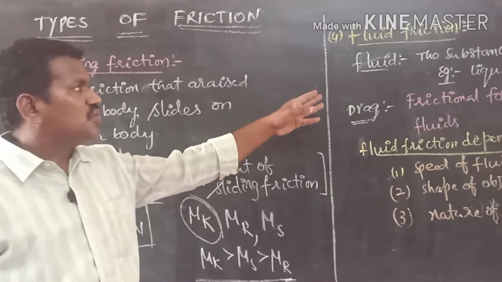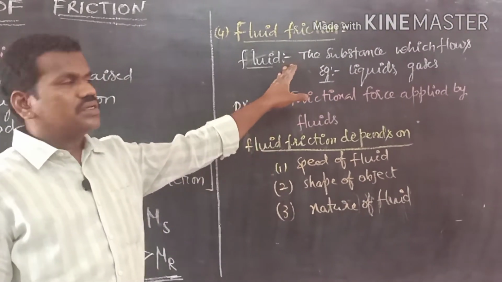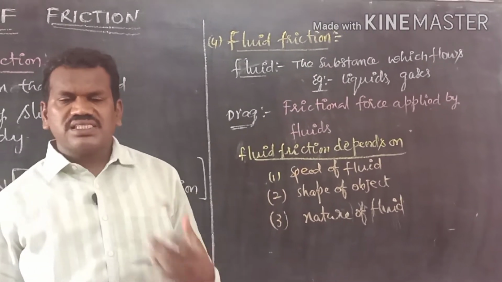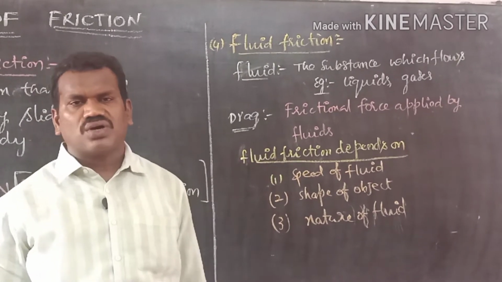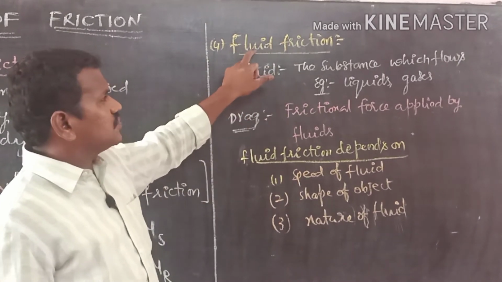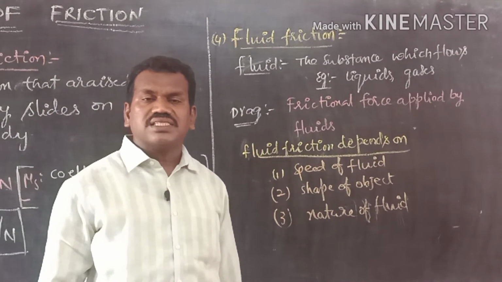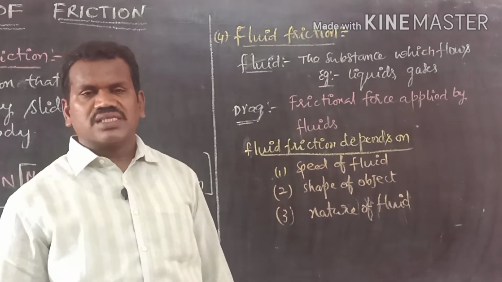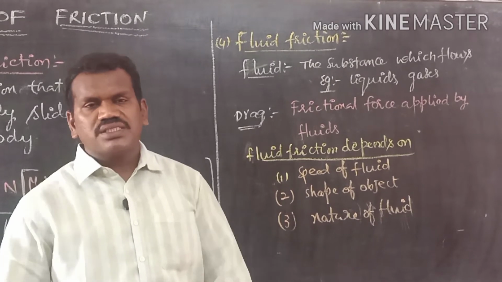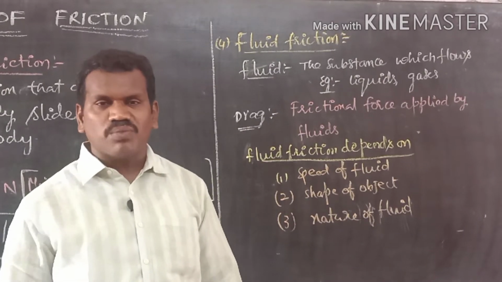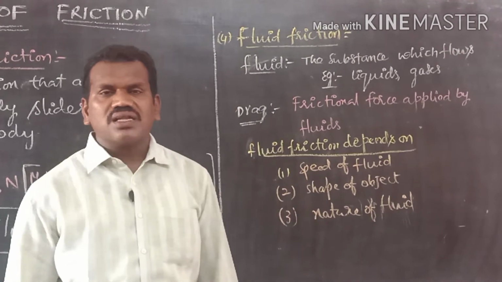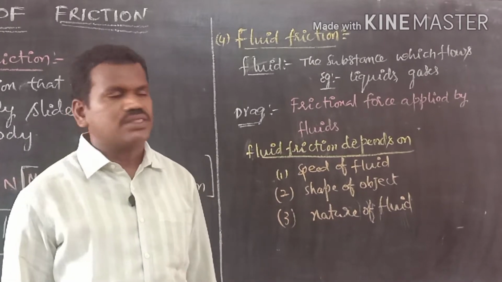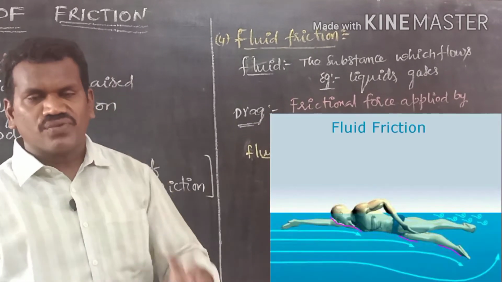Now let us come to the fourth type of friction, that is fluid friction. As we know, friction means resistance opposed to the movement of objects. Then what is a fluid? A fluid is a substance which flows from one place to another. For example, a bench does not move, so a bench is a rigid body. Water, if you pour it at a place, moves from one place to another, so water is an example of a fluid.